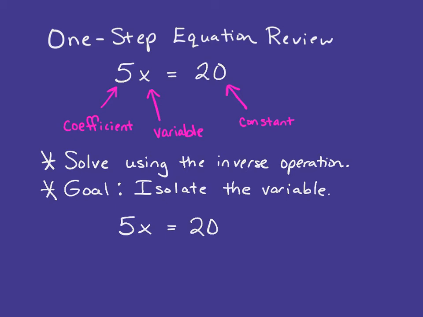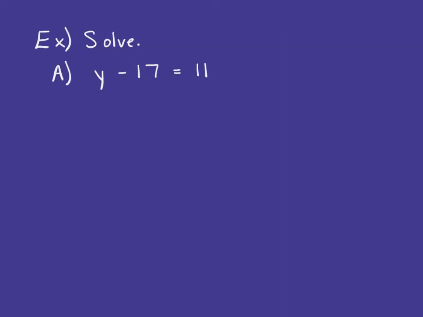So for this problem, 5x equal 20, we're going to divide both sides by 5 because it was already multiplied, and 5x divided by 5 is x, and 20 divided by 5 is 4. So we solved by using the inverse operation, and we isolated our variable. We got x equal 4 by itself. So we're going to practice solving just a few of these.